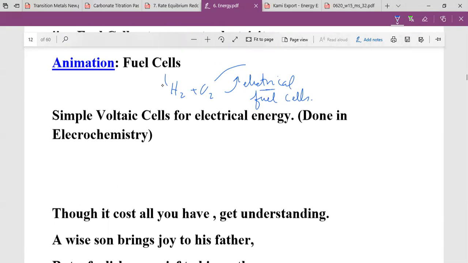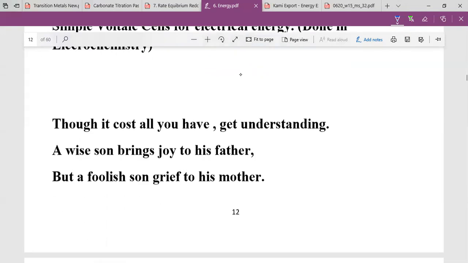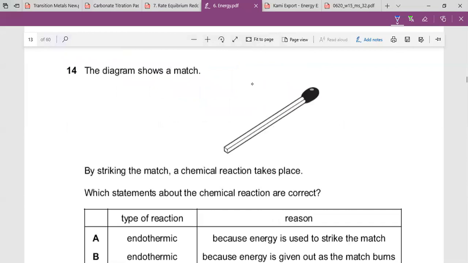Okay, now let me show you some of the past year questions. We've finished the content, and we have about 15 minutes more. Let's see how they are being asked. Okay, question 13 here.